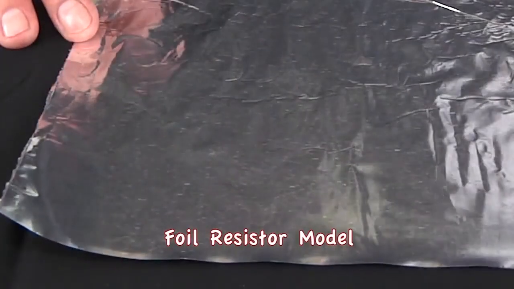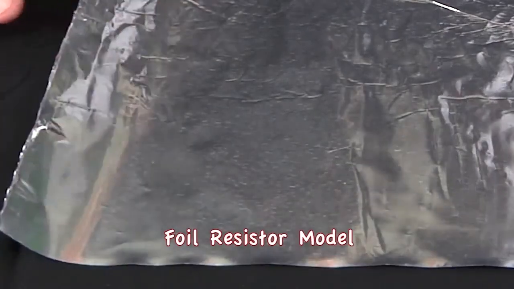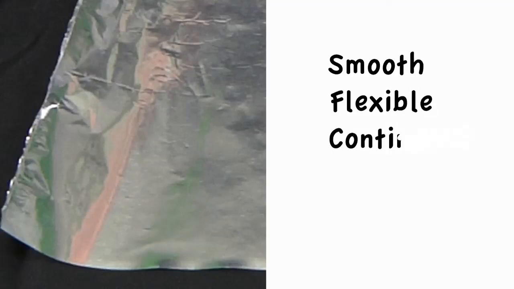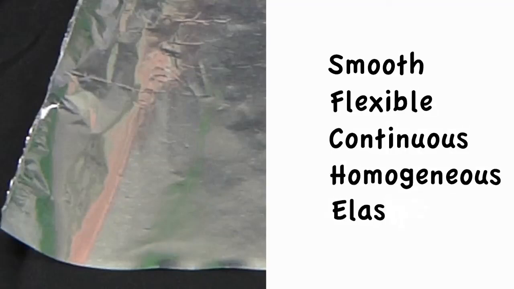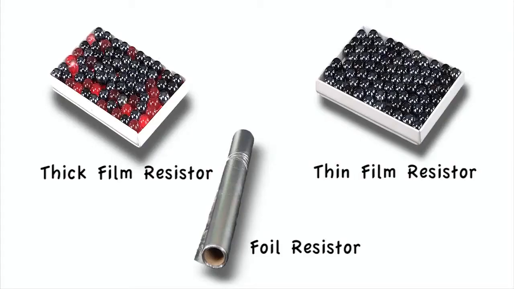Foil. Just like it says. This is exactly what it looks like before making a resistor out of it. Smooth, flexible, continuous, homogeneous, elastic. Okay, now we have the basic structure of the three technologies envisioned in our minds.